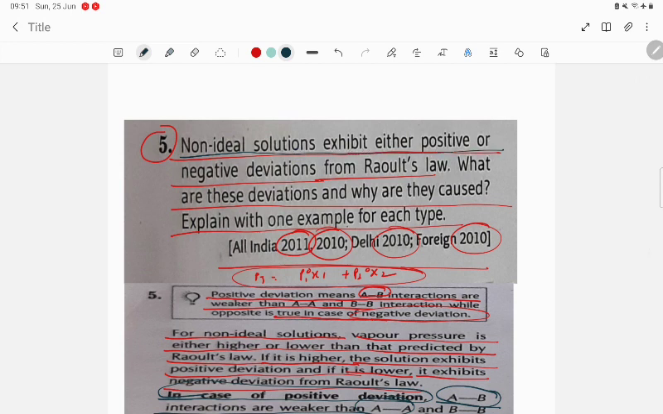So this is all about the question, students. Non-ideal solutions exhibit either positive or negative deviation from Raoult's law. We got to know what these deviations are and why they are caused. Explain with one example. So this is all about the answer.